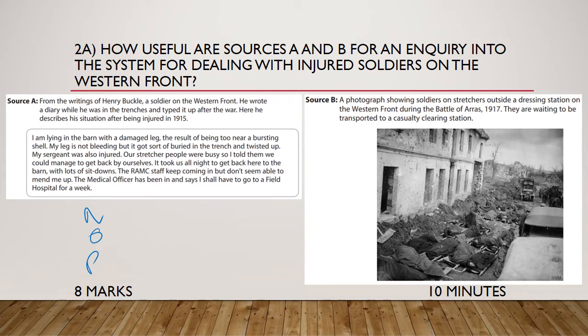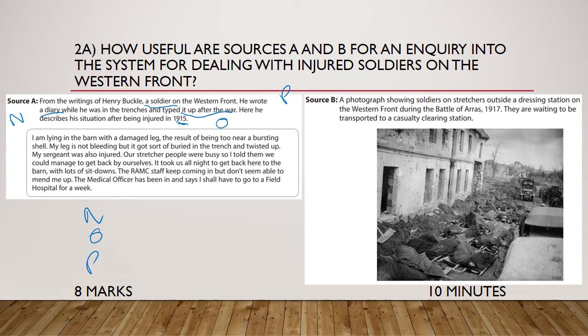It says it's the writings of a chap called Henry Buckle, who is a soldier who is there. He wrote a diary, nature. He was in the trenches and typed it up after the war. And he's talking about 1915. So you've got origin there, which is after the war, but he is recalling what he remembers in 1915. The purpose is probably to record or to express how he felt. The diary is personal, hence why your purpose is going to be very different.